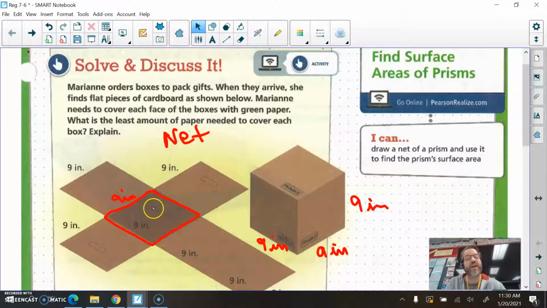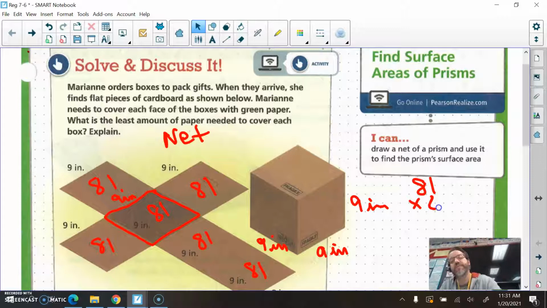And if I multiply 9 by 9, I get an area of 81 square inches here. That means all of these, since the dimensions are all the same, every one of these has an area of 81 square inches. So what I could do is take 81 times 6, since I have 6 faces here, and that'll give me the total surface area for this box. All right, so we get 486, and it's area, so it's square units. We have square inches. Okay?